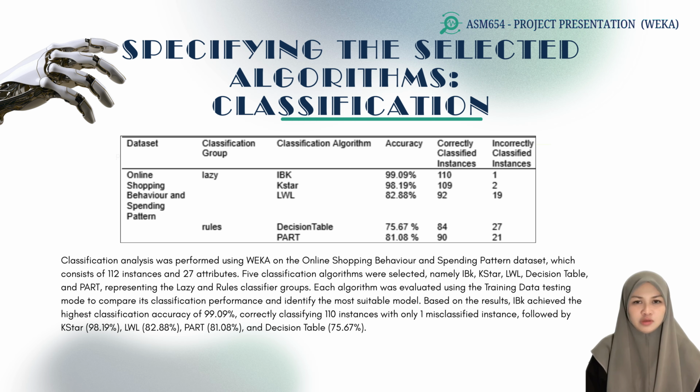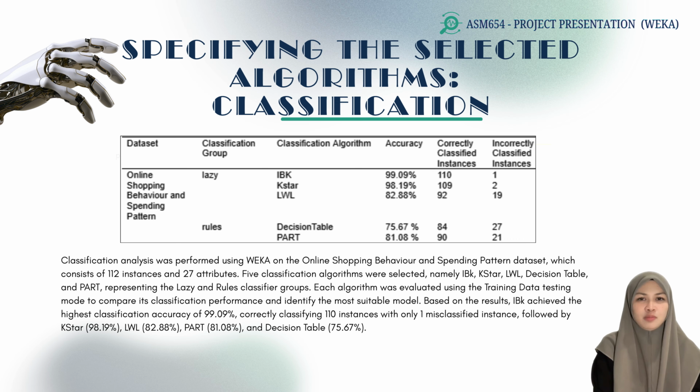The purpose of this evaluation was to compare the performance of each algorithm and identify the most suitable model for this dataset. Based on the result, IBk achieved the highest classification accuracy at 99.09%. It correctly classified 110 instances and recorded only one misclassified instance.